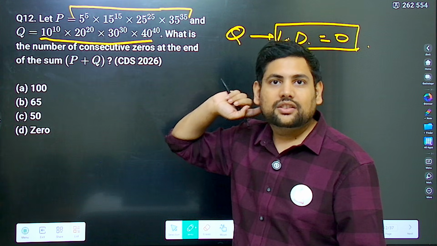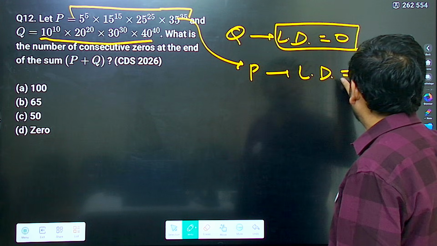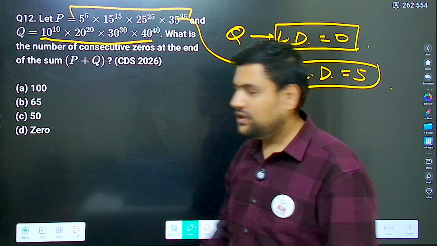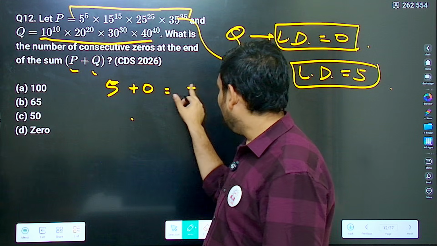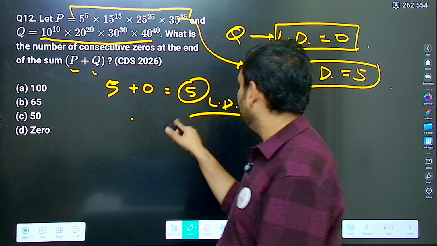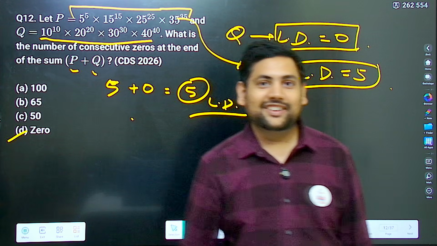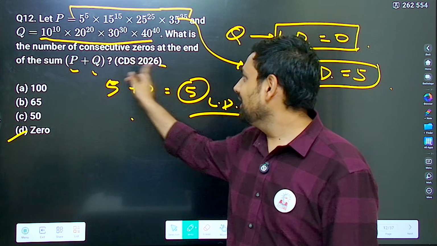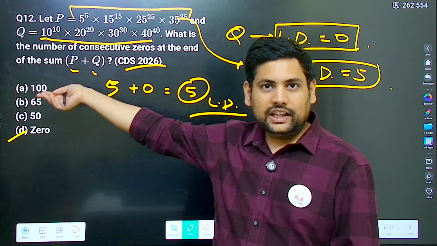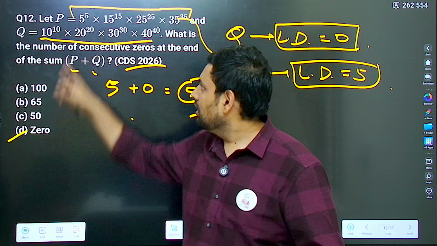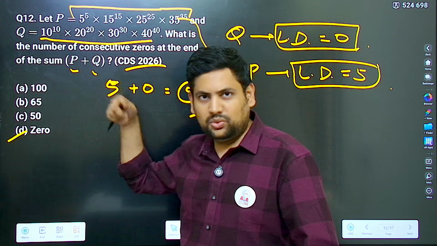What is the last digit? 5 being multiplied many times. For P, the last digit is 5. Now, if you add P and Q, what you will get? 5 plus 0. Correct? So, last digit itself becomes 5. How many consecutive zeros? No zeros, sir. Answer is D. Very beautiful trick question. It was just given to rattle you. Correct? So there won't be any zeros because you get only 5 as the last digit in the first expression, and this is P plus Q, not P into Q.